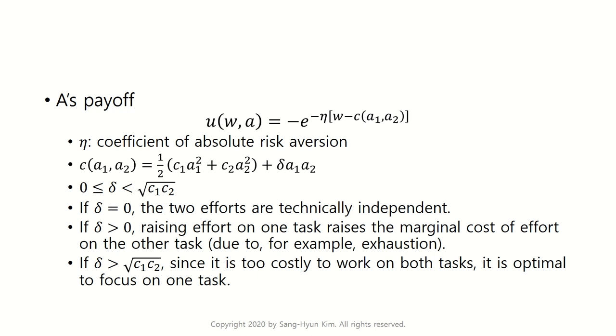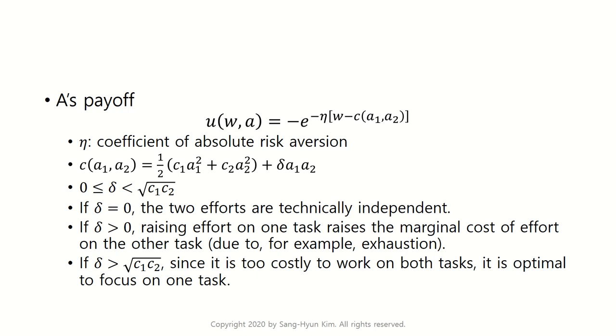so this is the same as before, plus the last term, delta times a_1 times a_2. Can you see it? So the cost function is a quadratic function. The first two terms are just a typical quadratic cost function, and the last one is the new one: delta times a_1 times a_2.